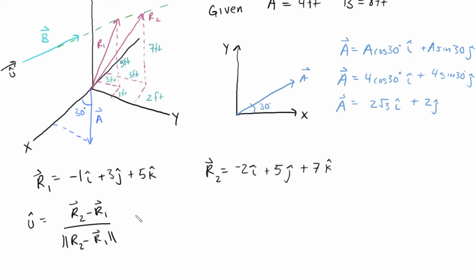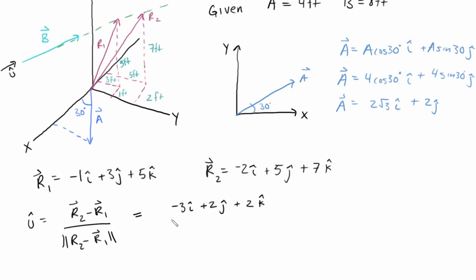So we're going to do that subtraction. So r2 minus r1, so negative 2 minus 1, that's negative 3i, plus 5 minus 3, which is plus 2j, 7 minus 5, that is plus 2k.